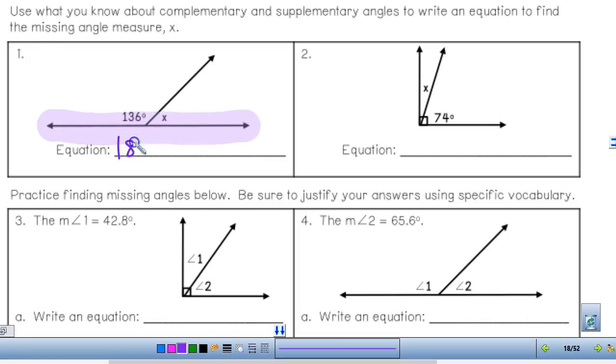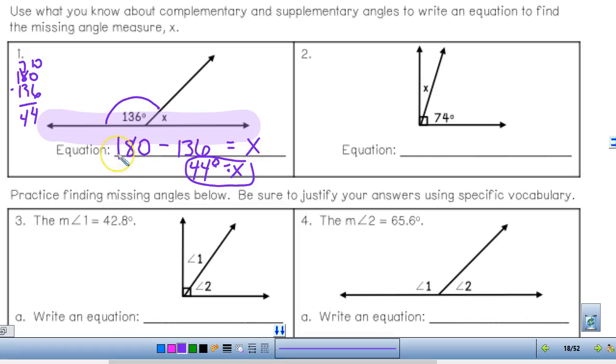So I'm going to start with 180 degrees. And I know part of this angle is 136 degrees. I want to know what's left over for x. So I'm going to do 180 minus 136 degrees. And that will tell me what's left over, or what's remaining for my value for x. So if I do 180 minus 136, I'm getting that there are 44 degrees left over to be equal to x. So my answer would be x equals 44 degrees.